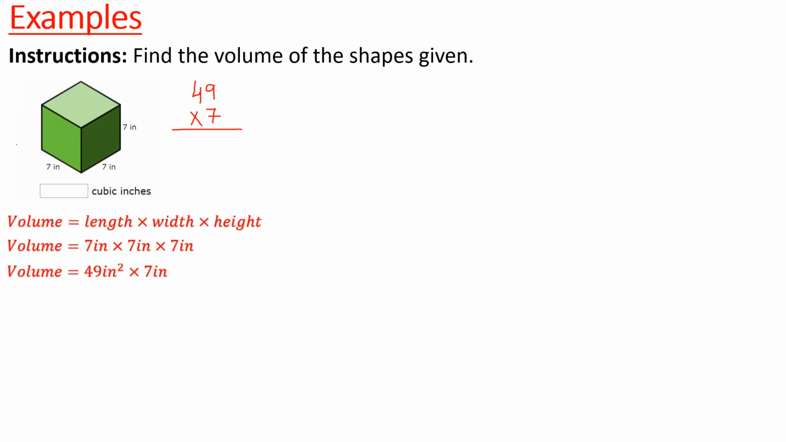What is 7 times 9? That's going to be what? 63. Very good. Put the 3 down. Put the 6 above. 7 times 4 is? 28. Very good. 28, 29, 30, 31, 32, 33, 34. So it's going to be 34.